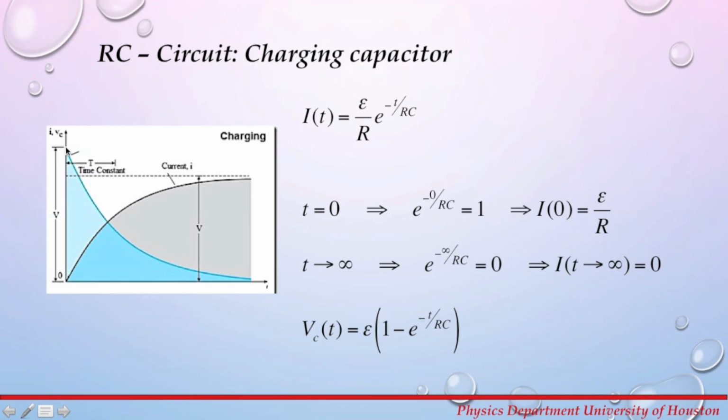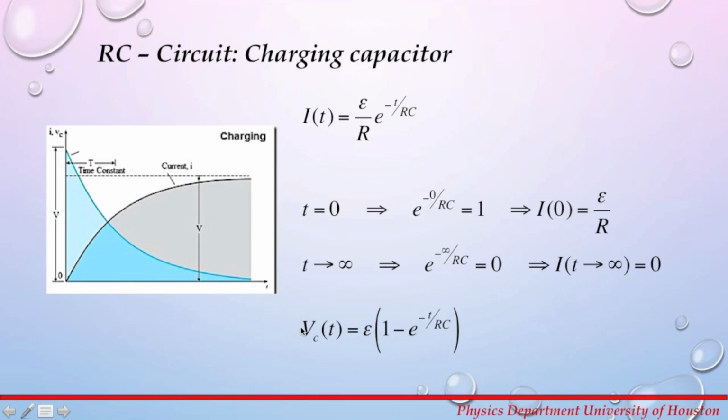So this graph here gives you how current behaves while charging the capacitor in an RC circuit. As the time increases, the current goes to 0. The capacitor is fully charged, so no more charge can flow onto its plates.